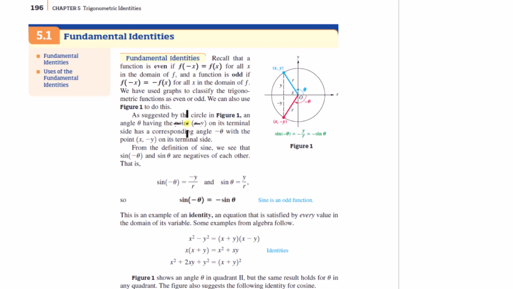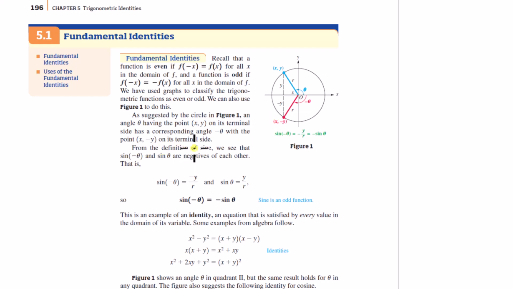Okay, so what is this saying? An angle theta having point x, y on its terminal side. So here's angle theta with the terminal side, point x, y. You could pick any point on the terminal side, right? But we're thinking about a circle of radius r that we're putting the points on. It has a corresponding angle minus theta with the point x, minus y. Minus theta is not on the same terminal side, it's on another terminal side, okay?